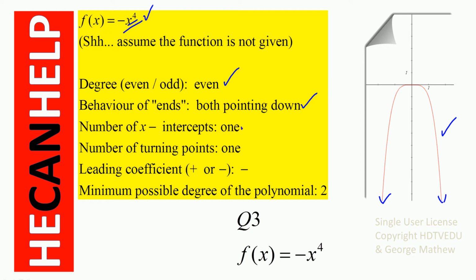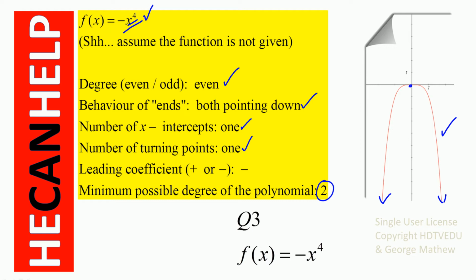Number of x-intercepts, just 1. No question about that, right there. Number of turning points, 1. No question about that. Leading coefficient, is it plus or minus? It has to be negative. It is opening down. So it is negative. What is the minimum possible degree of the polynomial? Now, you may be tempted to say it is 4.